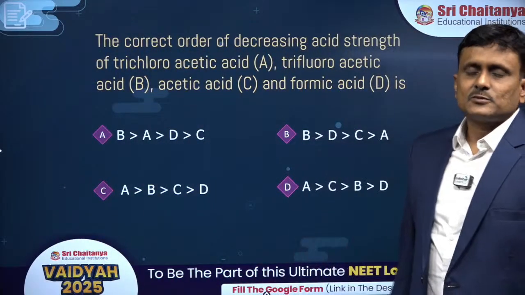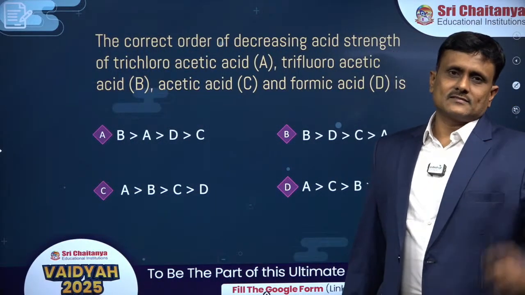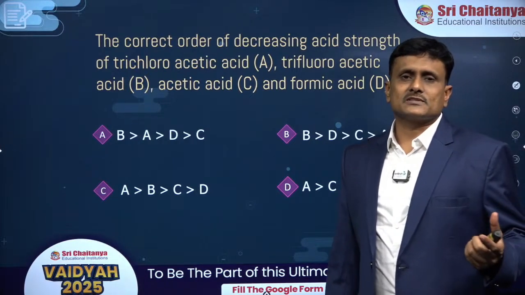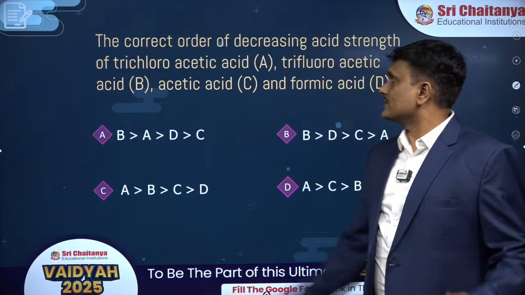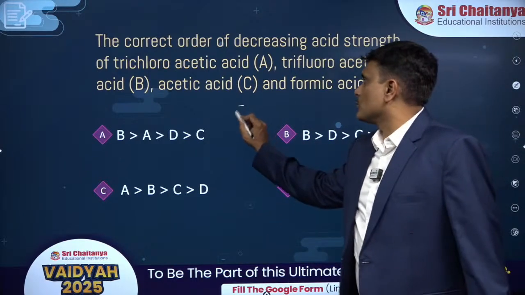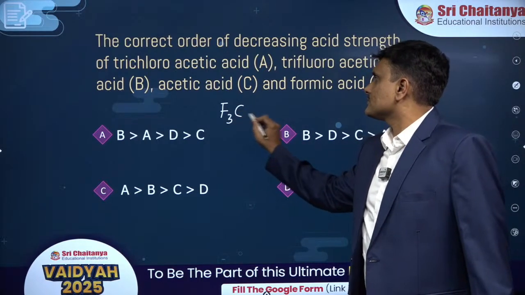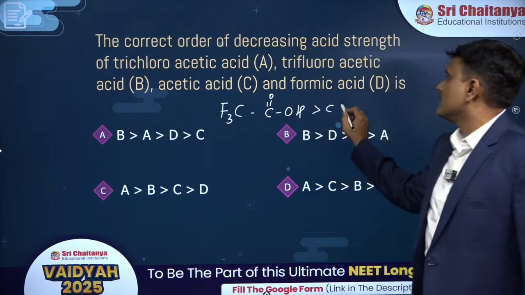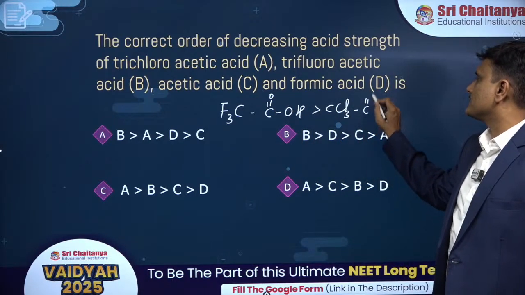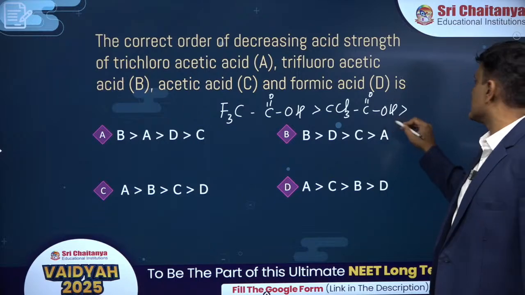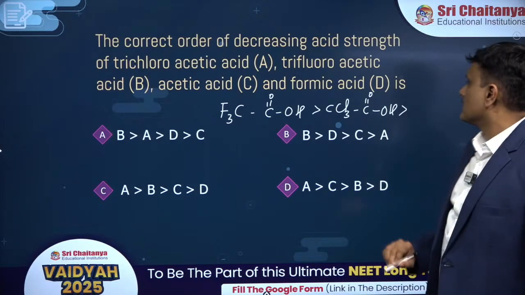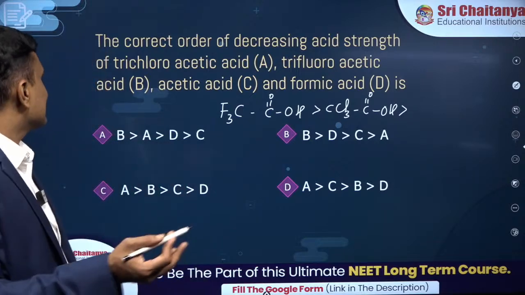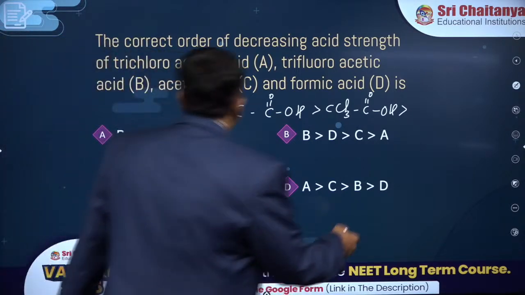Alright, now let's see this question which is based on acidic strength. A very easy question, extremely easy and simple, was asked. Listen now, trifluoroacetic acid. The more the electron withdrawing group, the more is the acidic strength. We have studied this many times, isn't it? More the electron withdrawing group, more is acidic strength. What's the answer? A. Very good, superb.